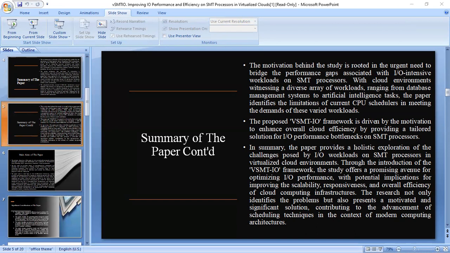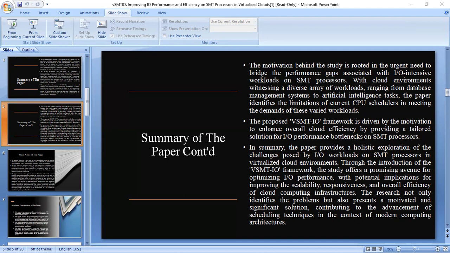Coming to the second aim, introducing and evaluating the VSMT-IO framework. The second objective is to introduce and evaluate the effectiveness of the proposed VSMT-IO framework. The VSMT-IO framework is designed to address these identified inefficiencies and enhance overall system performance in virtualized cloud environments.